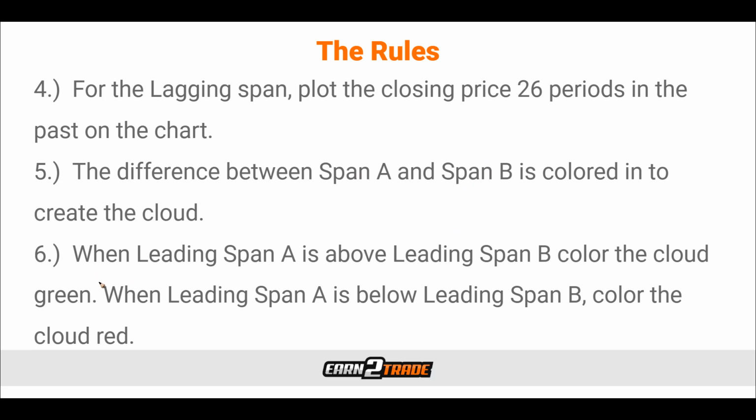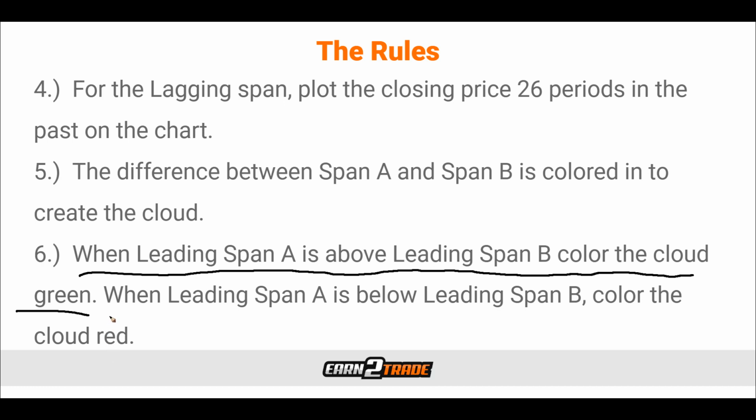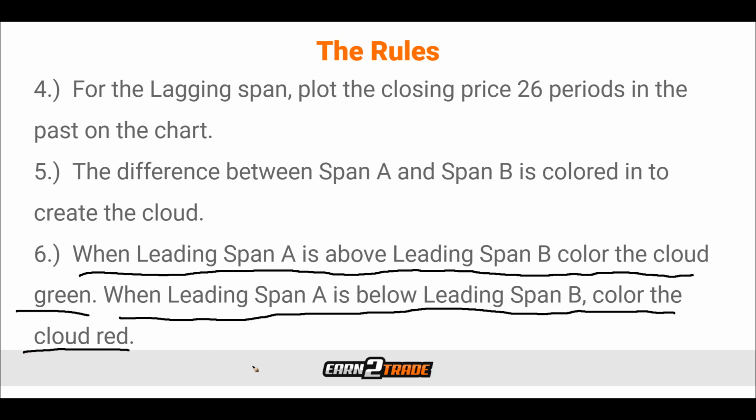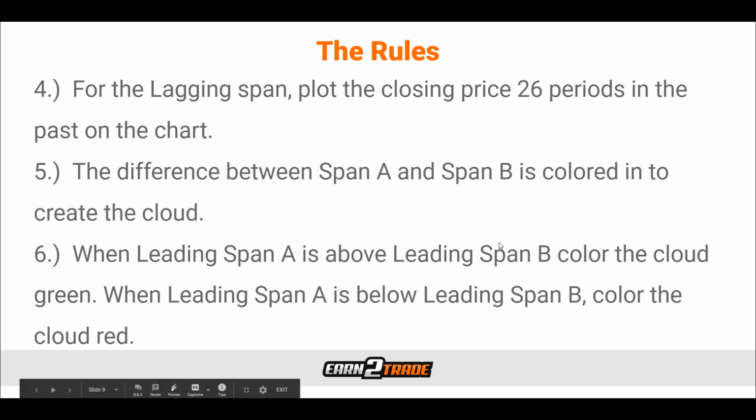And for step 6, when leading span A is above leading span B, we're going to color the cloud green. Okay, this is going to be our bullish portion of the Ichimoku read. When leading span A is below leading span B, we're going to color the cloud red. All right, so a two-parter in step 6. Moving along.